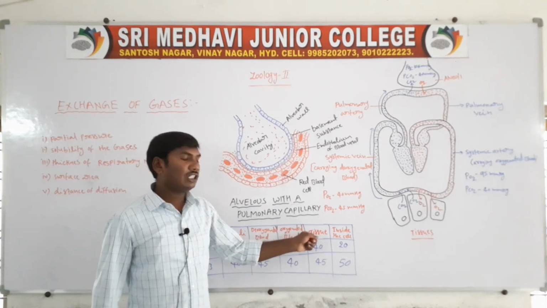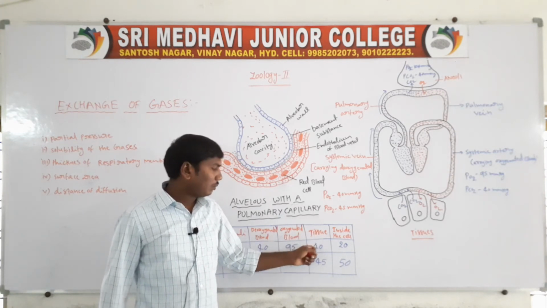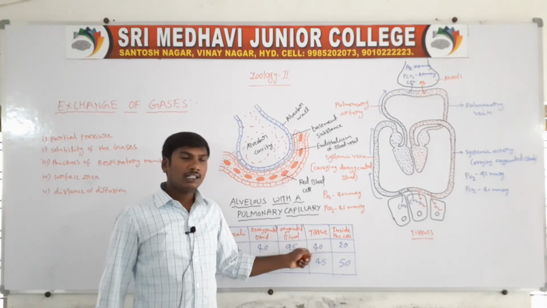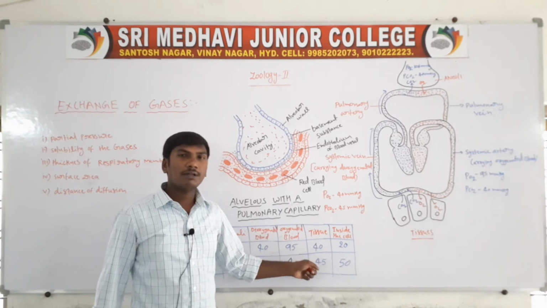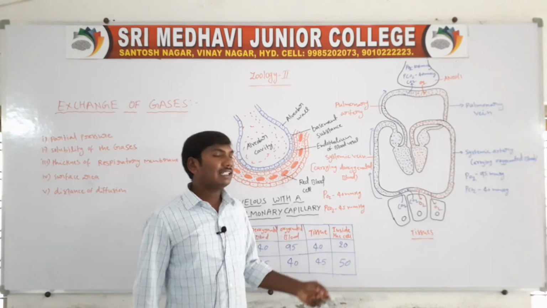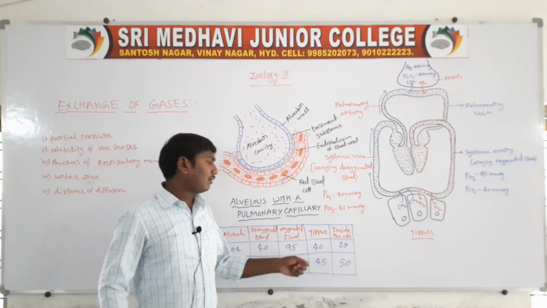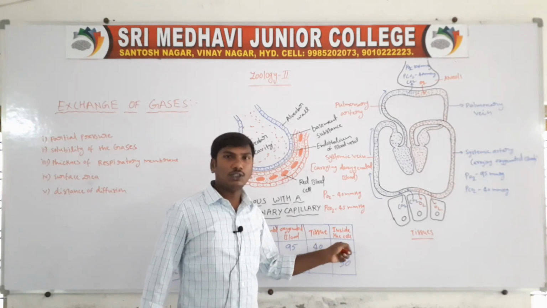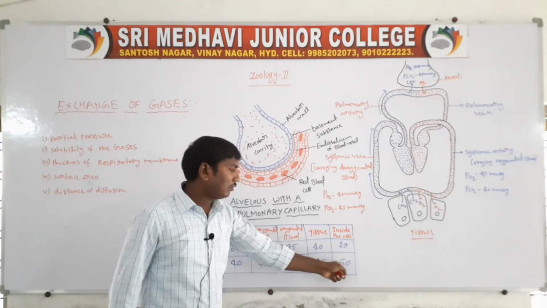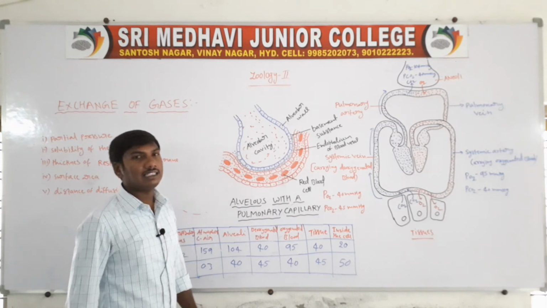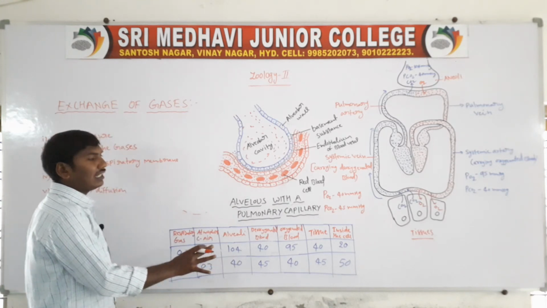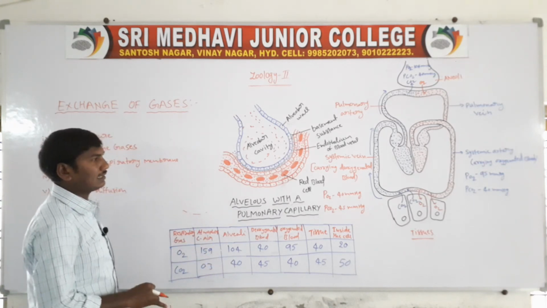Next one, in the tissues. In the tissues, the O2 pressure is 40 mmHg and the CO2 pressure is 45 mmHg. Next one, inside the cell. Inside the cell, the O2 pressure is 20 mmHg and the CO2 pressure is 50 mmHg. So these are the pressures of the gases in the different areas.